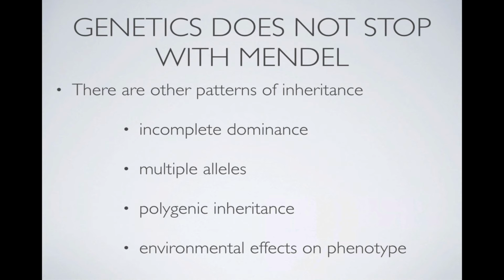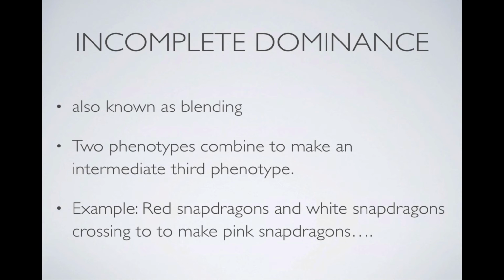We have incomplete dominance, multiple alleles, polygenic inheritance, and sometimes the environment can have an effect on phenotype that's separate from a genetic effect on phenotype. Incomplete dominance is also known as blending. That's when 2 phenotypes combine to make an intermediate or middle third phenotype. The example that your book uses is red snapdragons crossing with white snapdragons to produce pink snapdragons in the F1 generation.